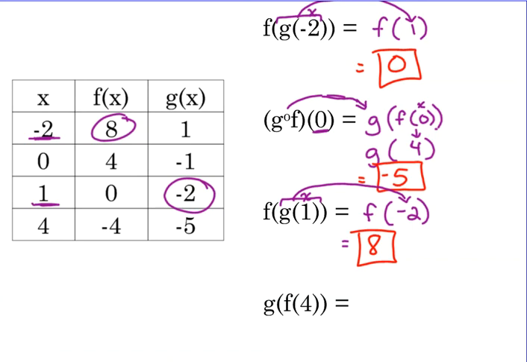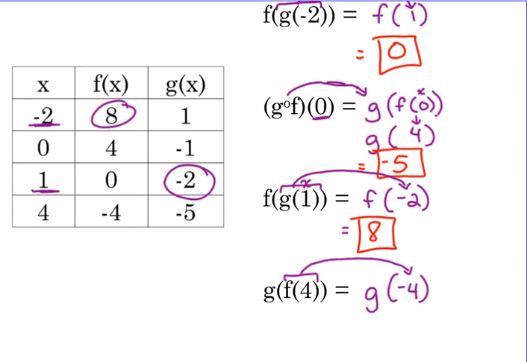Last one, g of f of 4. F of 4 is -4. But when we look at our table, we don't have an x value of -4. We do not have an x value of -4. So it's not that it doesn't exist. It probably does exist. We just don't have enough information to answer that composition solely from this table that we've been given. So we don't have enough information to determine g of f of 4.